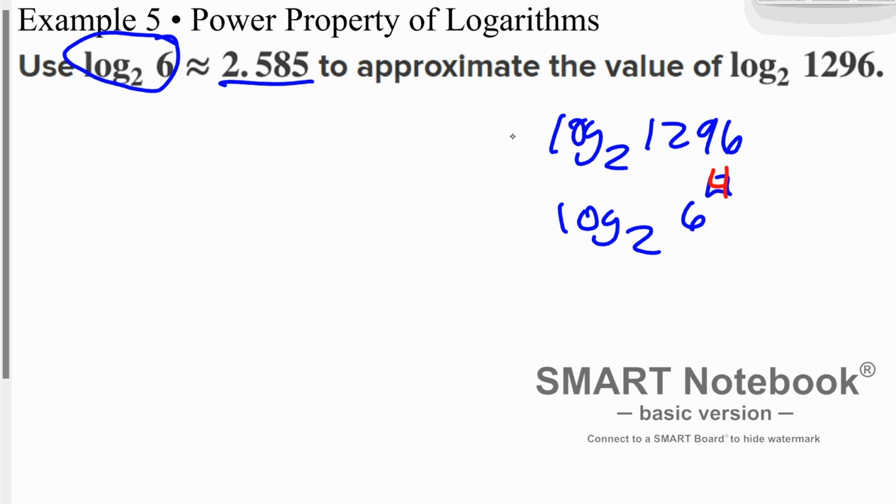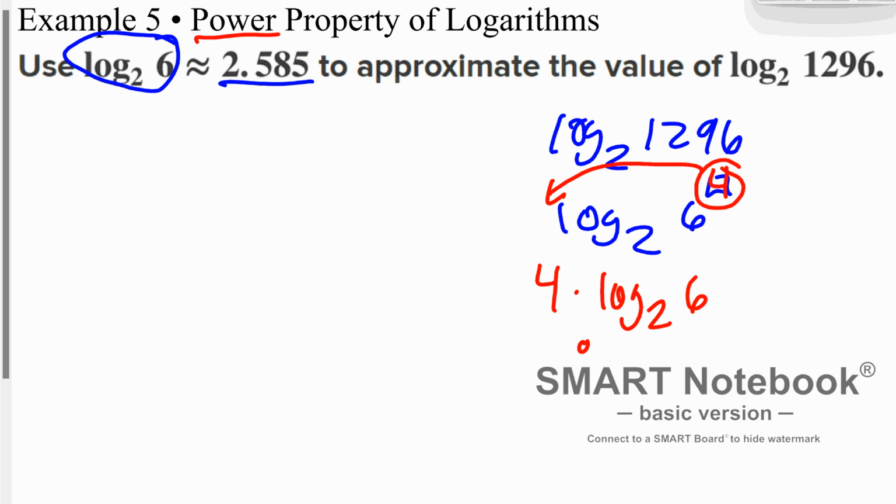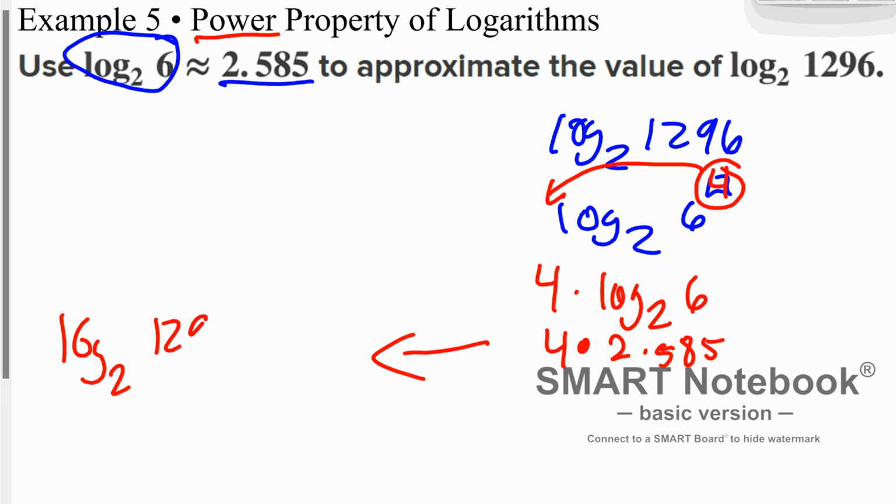I can use my properties of exponents, the power property more specifically, to move this 4 out in front of the log. So 4 times the log base 2 of 6, and log base 2 of 6 is 2.585, and I'm going to multiply that by 4. So log base 2 of 1296 is approximately 10.34. And so there are all three properties of logarithms.